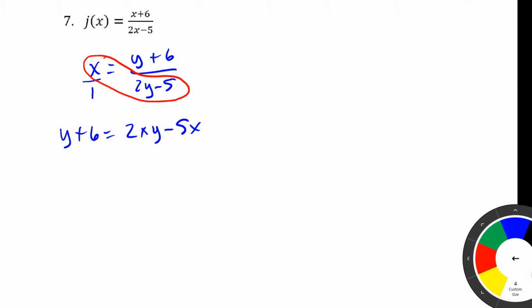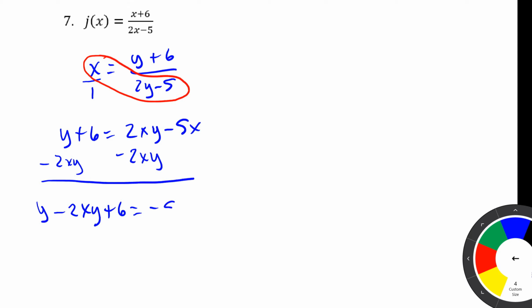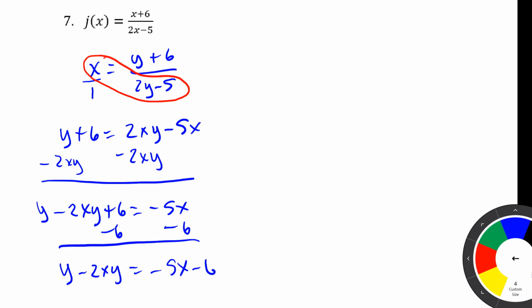Now our job is to get the y's together and everything that doesn't have y together. So I'm going to move this 2xy to the other side. And I know in class I did this all in one big step, so here I'm going to just show it all as separate steps. And then I want to move the 6 to the other side so that I have y minus 2xy equals negative 5x minus 6. So notice all the terms that have y are on one side, everything that doesn't have y is on the other.